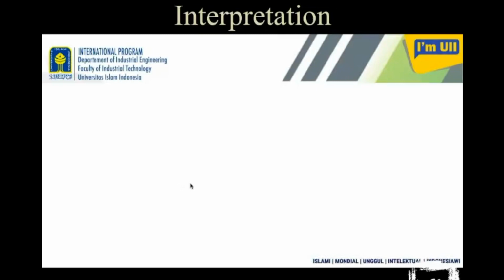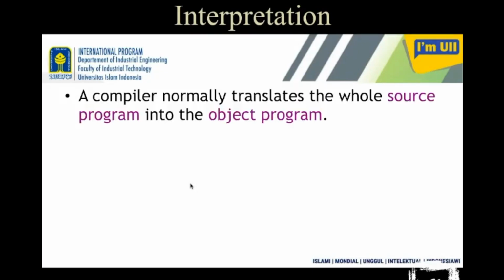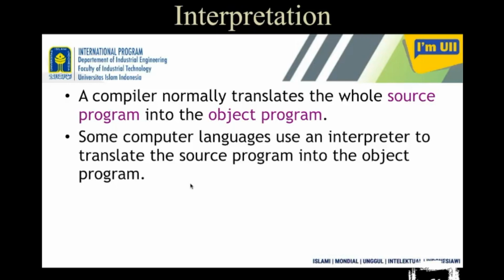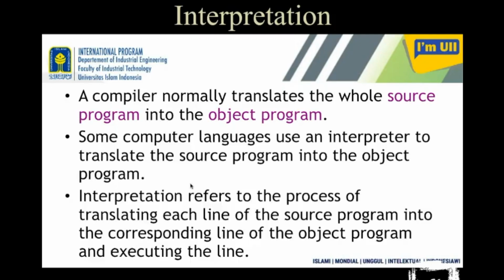Okay, now the interpretation. In the case of a compiler, what will happen? All lines are checked one by one and it gives you the errors as a whole. A compiler normally translates the whole source program into an object program as a whole, which means at the same time the complete file is converted. But in the case of interpretation, some computer languages use an interpreter to translate the source program into an object program. Interpretation refers to the process of translating each line, not the whole program.